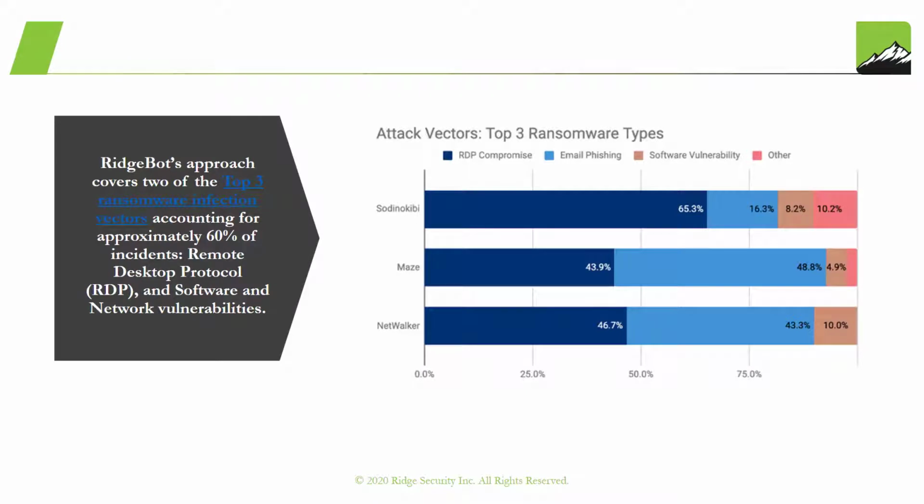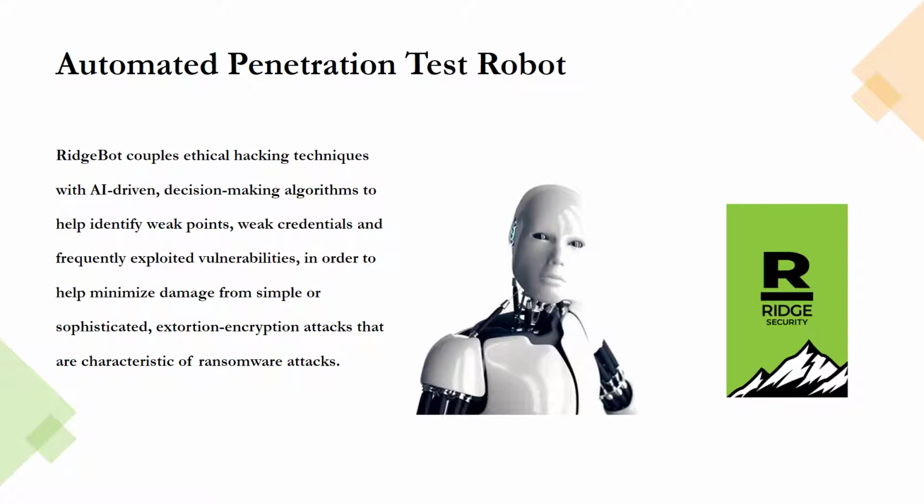RidgeBot's approach covers two of the top three ransomware infection vectors accounting for approximately 60% of incidents: remote desktop protocol, RDP, and software and network vulnerabilities. RidgeBot couples ethical hacking techniques with AI-driven, decision-making algorithms, to help identify weak points, weak credentials and frequently exploited vulnerabilities, in order to help minimize damage from ransomware attacks.